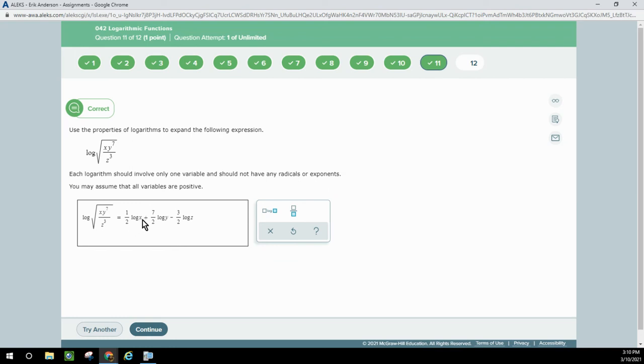When we multiply, we add. When we divide, we subtract. And any powers we can bring down in front. This is x to the 1/2. This is y to the 7/2. And this is z to the 3/2.